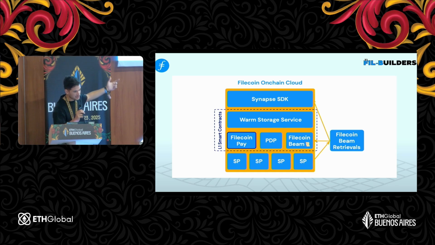And at the end, you have Synapse SDK, the SDK that you are going to work on to win bounties. This is a TypeScript SDK that abstracts all the complexity of this Filecoin Onchain Cloud system.